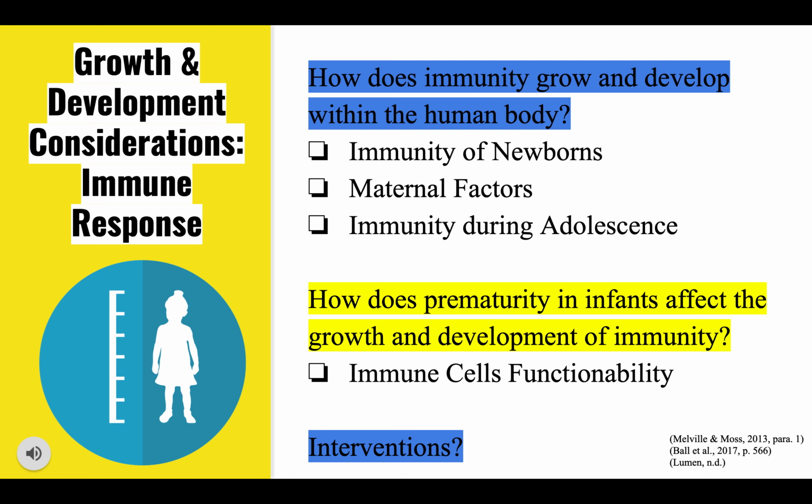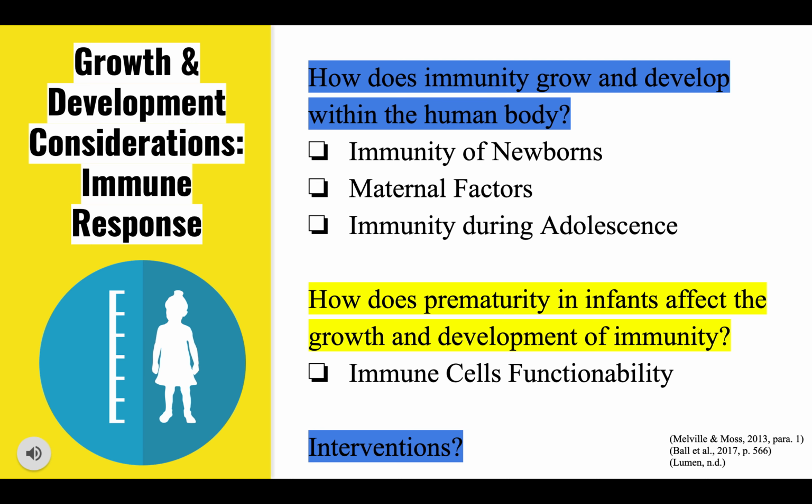Maternal influences on the infant's immune response come from IgG. Remember that immunoglobulin that can pass through the placenta? However, IgA is passed through breast milk if the mother chooses to breastfeed. This is also called passive immunity. Immunity during adolescence occurs when the child is changing physically, physiologically, and immunologically, which is all mediated by hormones.